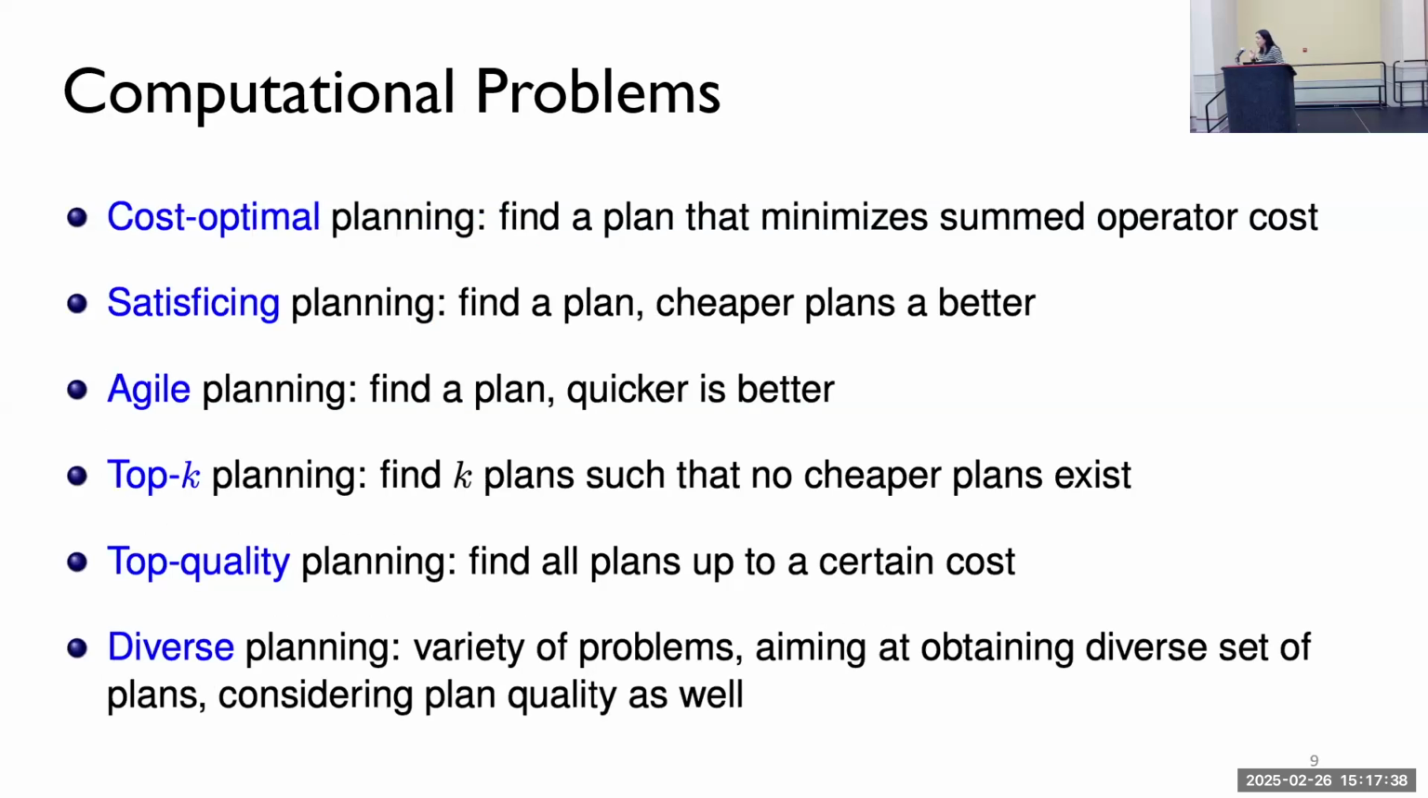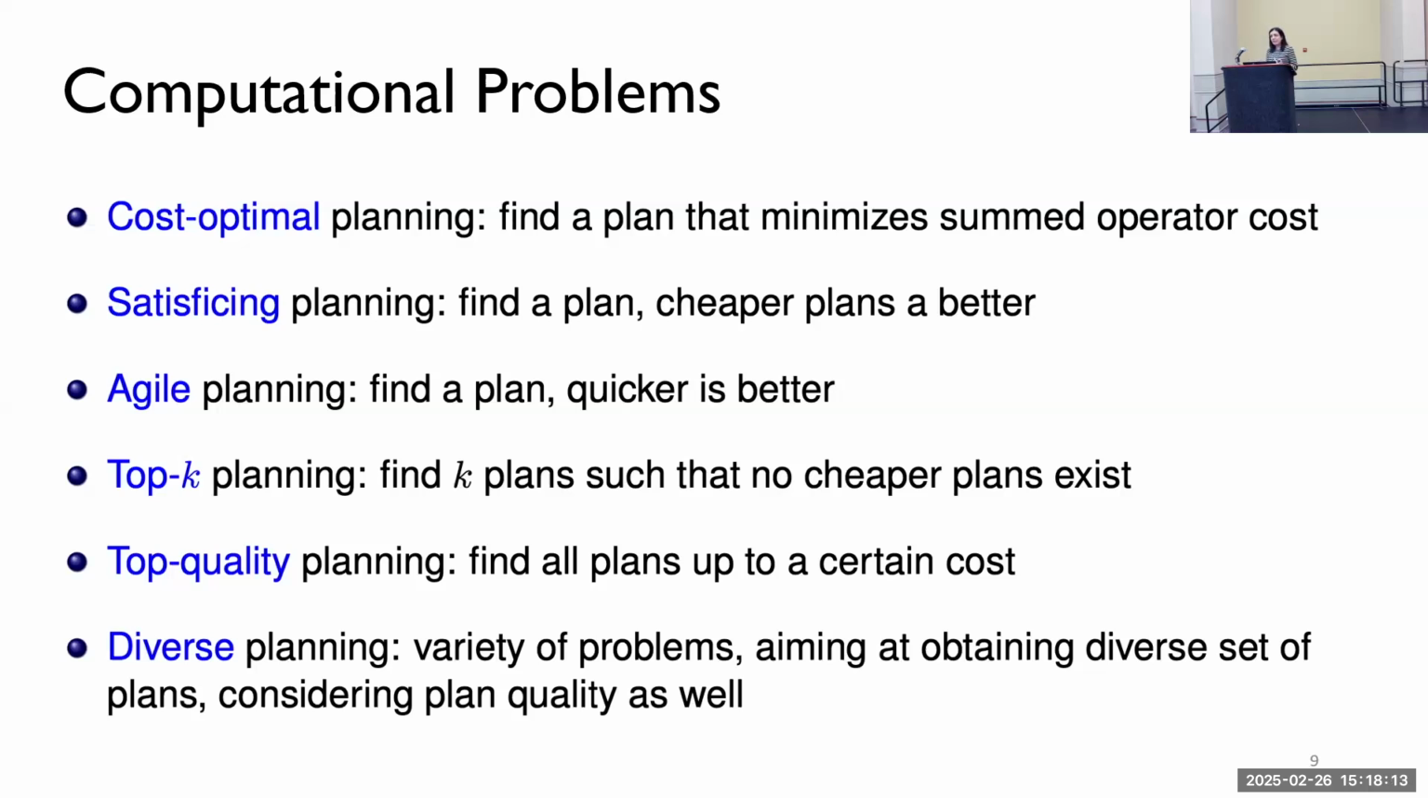In terms of computation problem, it depends on what you want to get. In the simplest case, actions have costs associated with them, and you just want to find one plan that minimizes the summed operator cost, and that's where you have cost optimal planning. If you want to just find a plan and a cheaper plan is better, that's satisficing planning. In agile, quicker is better. You want to find a plan as quickly as possible.